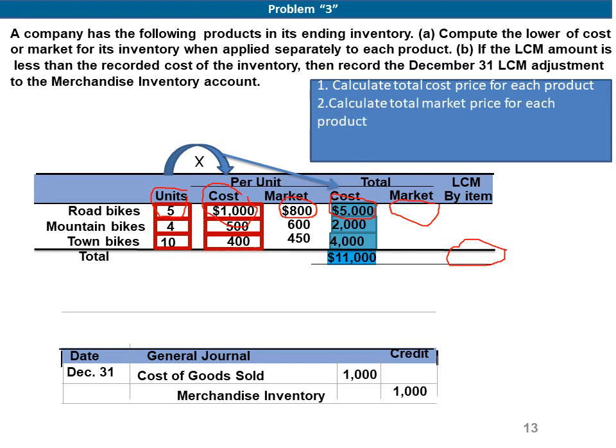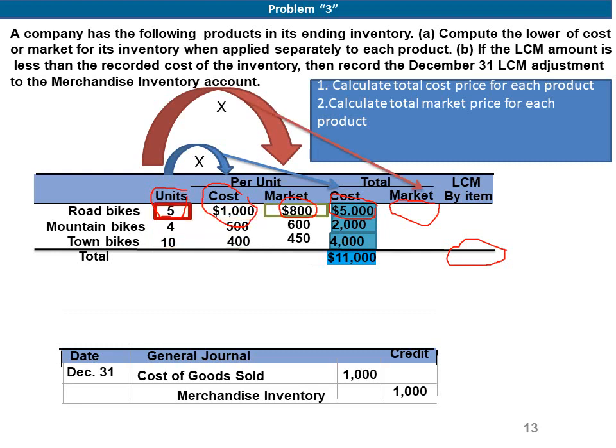Up till now we calculated the cost price. Now we need to do the second step, in which we are going to calculate the market price. To calculate the market price, you will have to multiply the units times the market price. So we will return again to the first product, which is road bikes. Now we will multiply the units times, this time, the market price and not the cost price. So for the first product, we will multiply the 5 units times the $800. So we will get here 4,000.